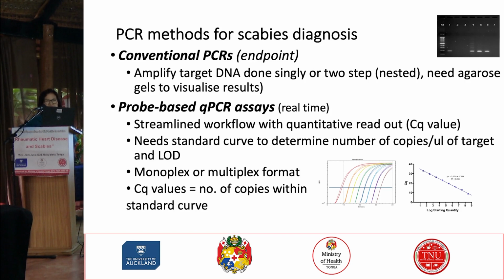For PCR, there are actually a few variations. The traditional or conventional one is you extract DNA from your sample, and you amplify or make several copies of it, and it's quite tedious because you have to look for the resulting bands in agarose gels. The one that offers a more streamlined workflow is qPCR, and it gives you some quantitative readout in terms of CT values.